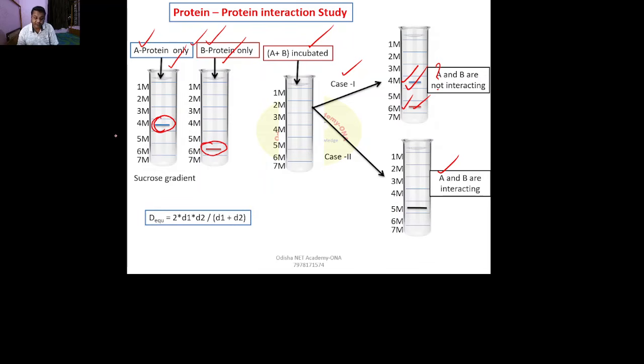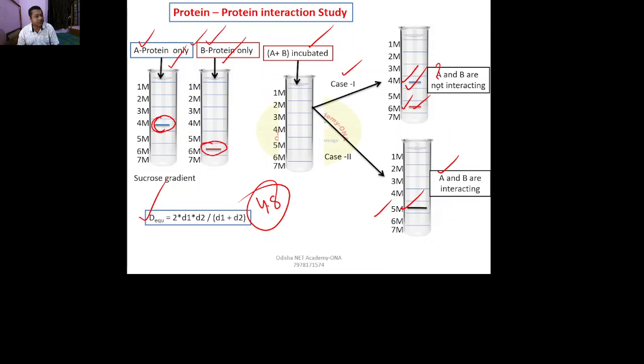For that you have to take the help of this equation. When volume remains the same, the density equivalent D is equal to 2 into D1 into D2 divided by D1 plus D2. So it is coming to 4.8, approximately 5 molar. So you are getting the band at 5 molar, which means it is interacting. Got the idea? In this way you can find out whether two proteins are interacting or not with the help of density gradient centrifugation. This is one of the simplest techniques. Then we will discuss higher or advanced techniques one by one.